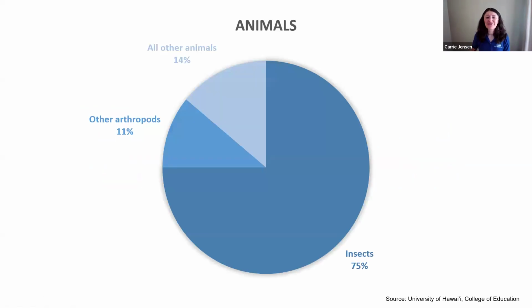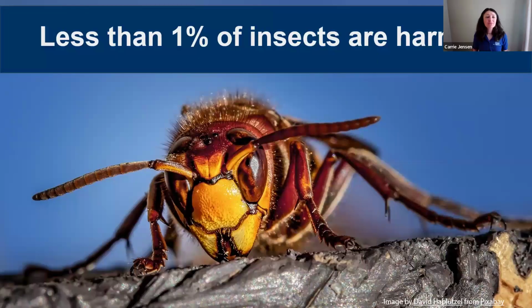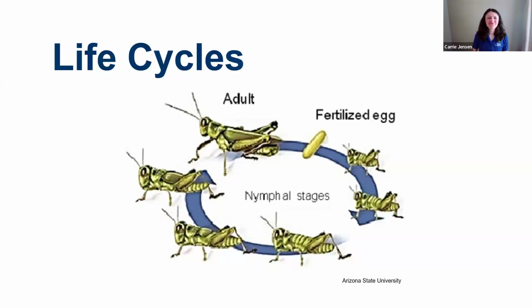Insects make up 75% of all animals on Earth, and when you add the extra arthropods, that's almost everyone. So that gives you the statistics on the fact that arthropods are our biggest group, and of the arthropods, insects are the largest subgroup. Most people think of insects as pests or problems, but I want everybody to understand today that less than 1% of insects are actually harmful. So we have lots of beneficial ones that we're going to explore.